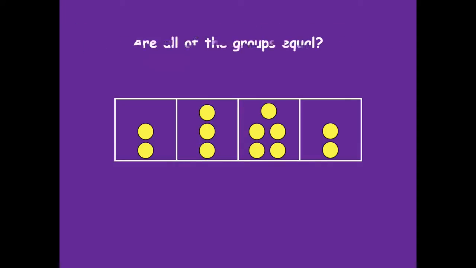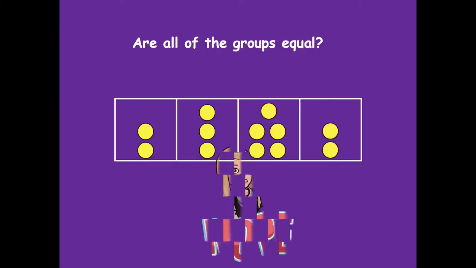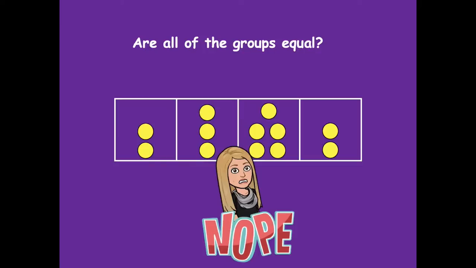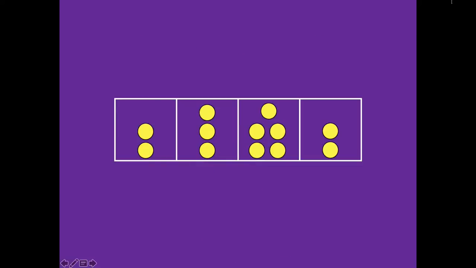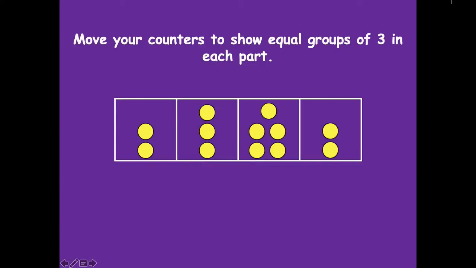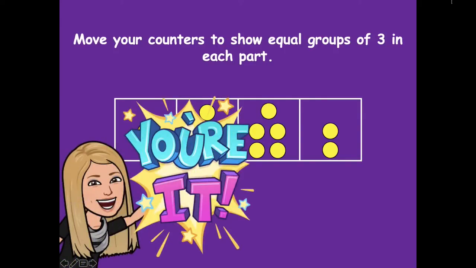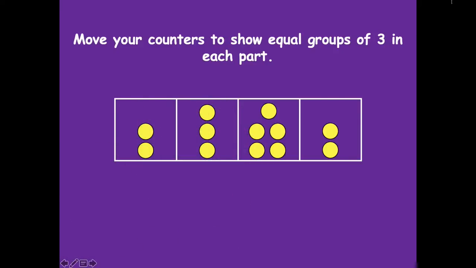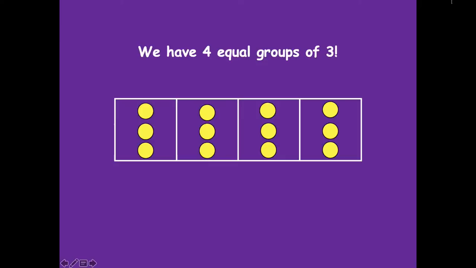All right, friends. Our next question for you is, are all the groups equal? Nope, they sure aren't. They are not equal. Move your counters to show equal groups of 3 in each part. Pause the video, move those around, and then click play when you're ready for the next step. All right, friends, I'm going to move those around. So we have 4 equal groups of 3 now.